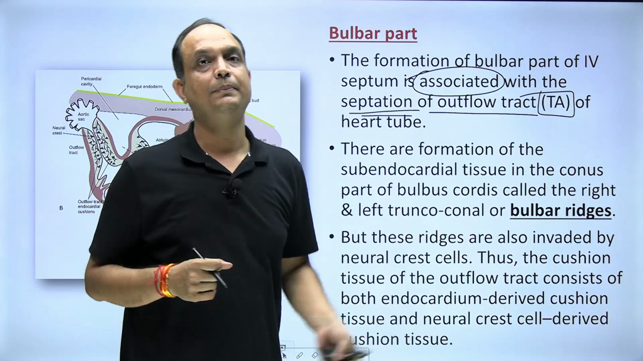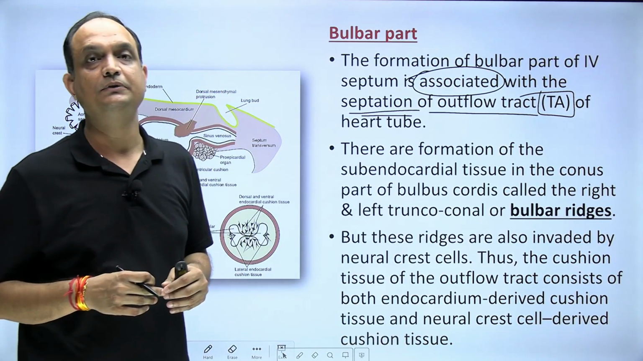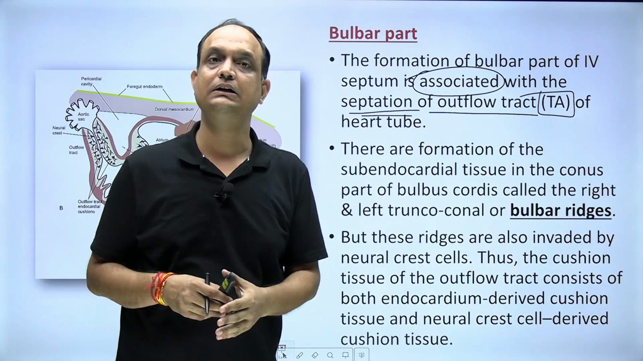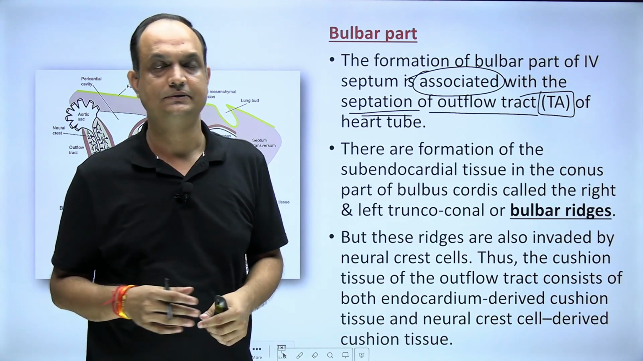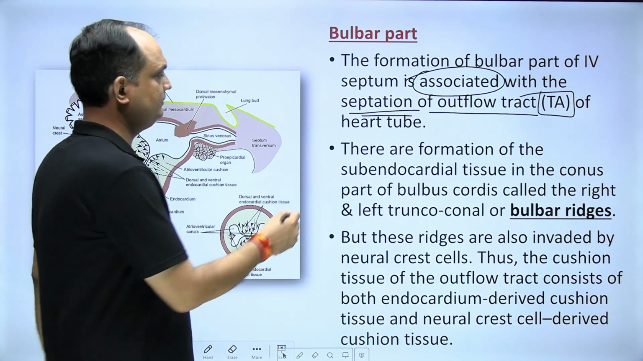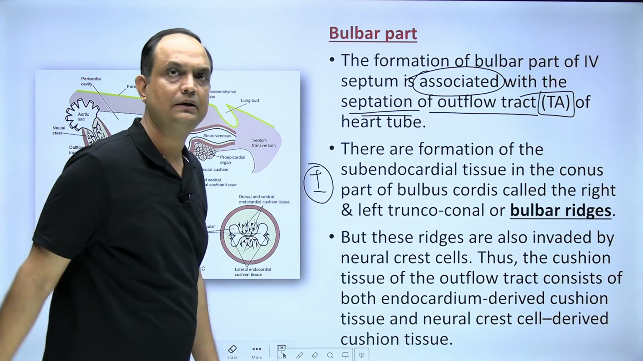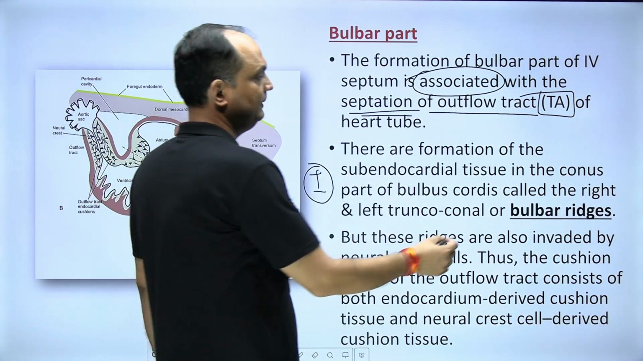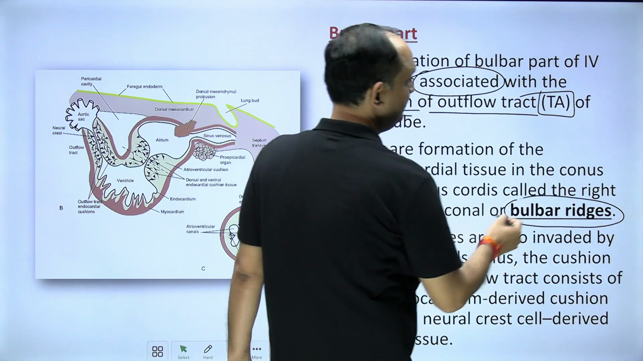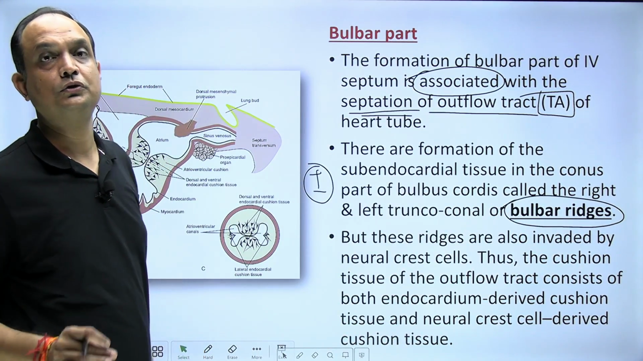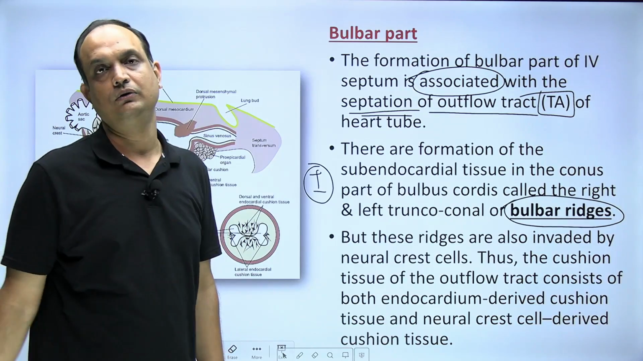So when the bulbar part of the interventricular septum is forming, simultaneously there is a division of the truncus arteriosus also taking place. So my dear students, what is the first event in the formation of the bulbar part? Answer is the appearance of bulbar ridges. Now what are bulbar ridges? Bulbar ridges are again a kind of cushion, just like the atrioventricular cushion.